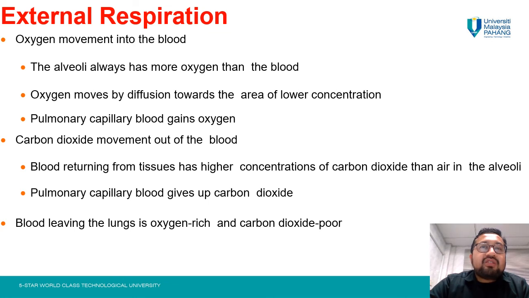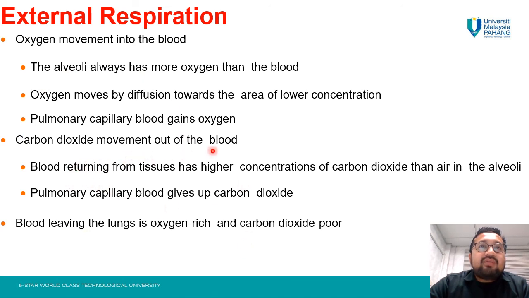The alveoli always has more oxygen than the blood. Oxygen moves by diffusion towards the area of lower concentration. Pulmonary capillary blood gains oxygen. Carbon dioxide movement of the blood. So all of these actually occur at the alveoli.